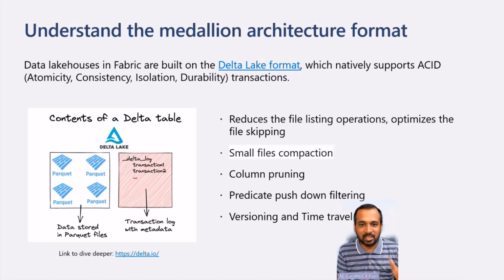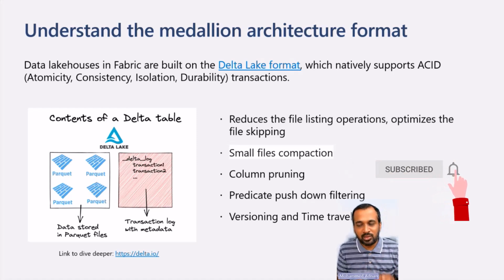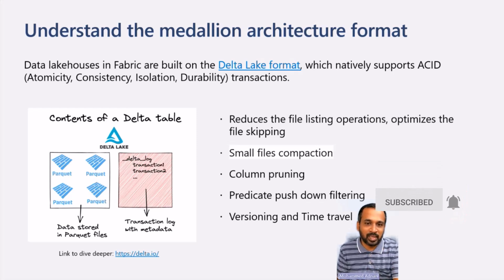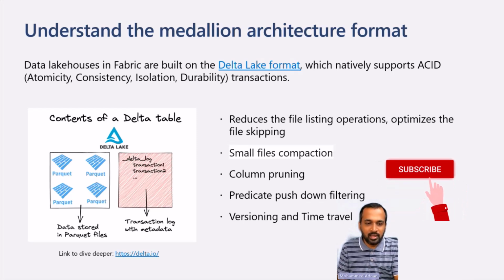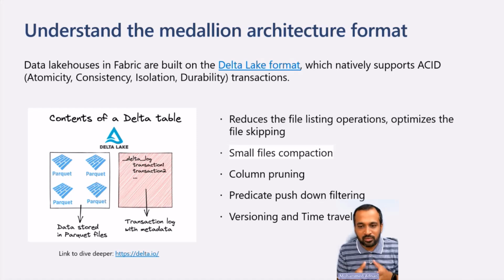If you haven't seen that, I recommend you watch that video as well in order to understand the ACID properties. And here, as you can see, it reduces file listing operations, optimizes file skipping, small file compaction, column pruning, and also predicate pushdown filtering. The main thing which I really like here is the versioning and time travel. It can keep track of each and every change happening to that table. If you want to go back to any previous version, you can do that.